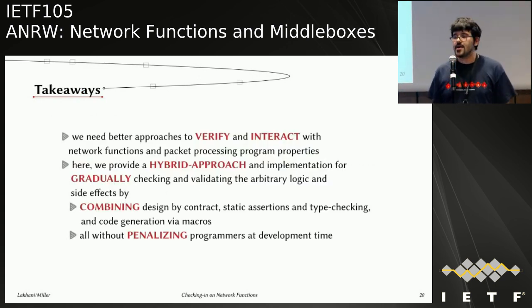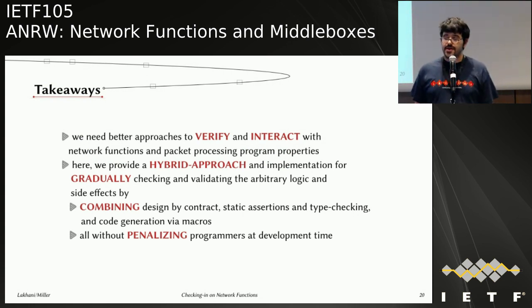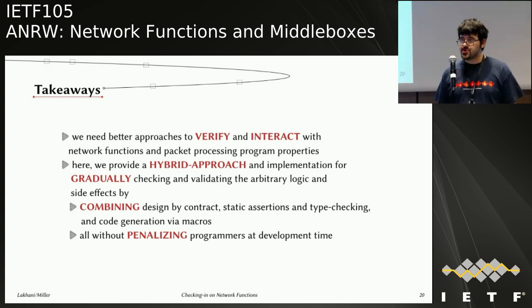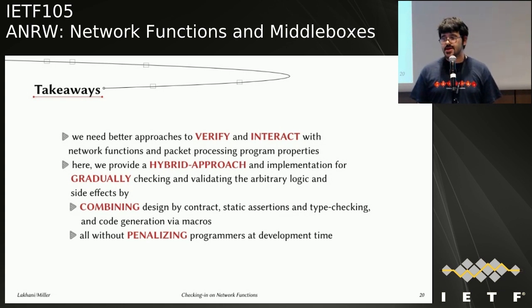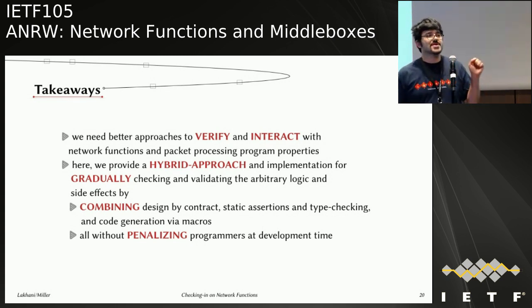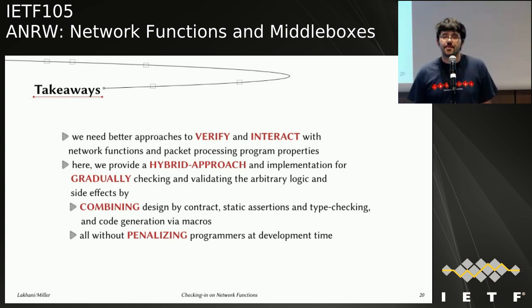So the takeaways are, we need better approaches to verify and interact with network functions and packet processing program properties. In this work, we have a hybrid approach that we use to gradually check and validate arbitrary logic and side effects. And by combining these different kinds of contracts, we show that a mixed model can really work. And we did this all without penalizing the developers and programmers at the design time of writing these network functions.